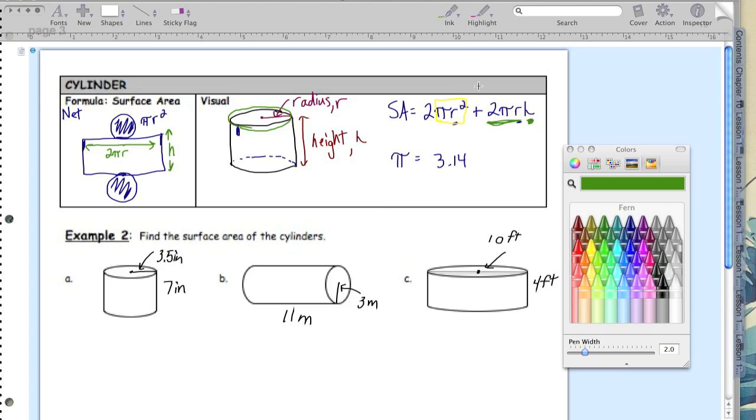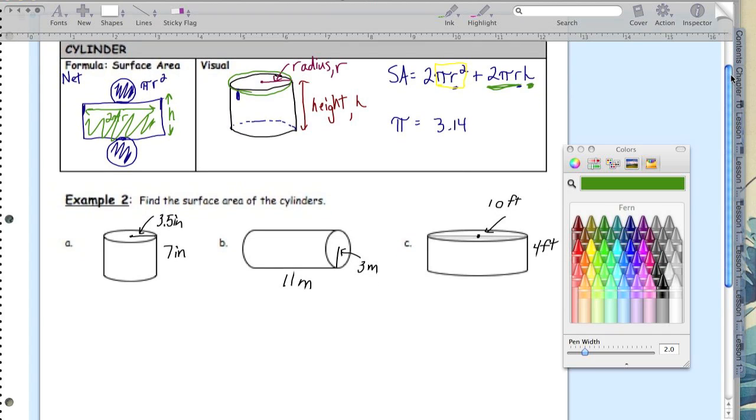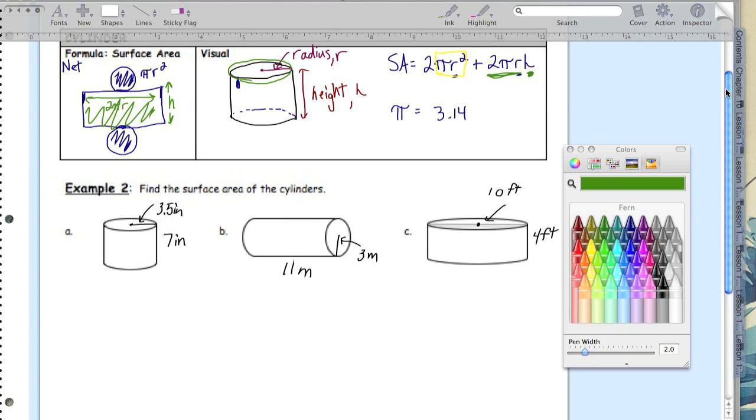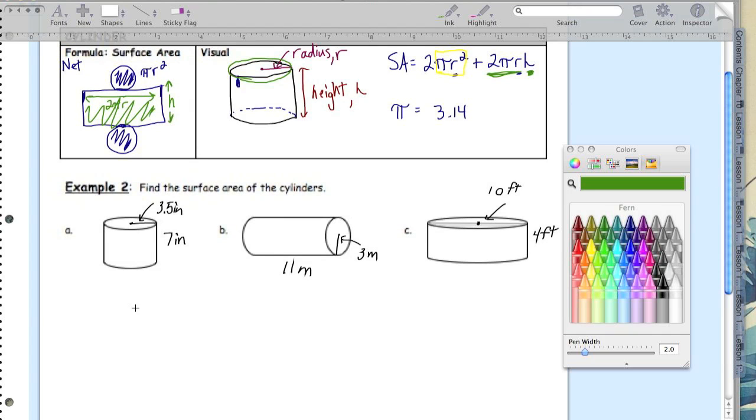And then 2 pi r is this distance times height, which is that distance, and that tells us the area of the whole rectangle. Alright, so that's a little background math. Let's get working. We're going to practice 3 problems, okay? I'm going to do my best to keep them in the region that they are in, so I don't get too far into the next section.